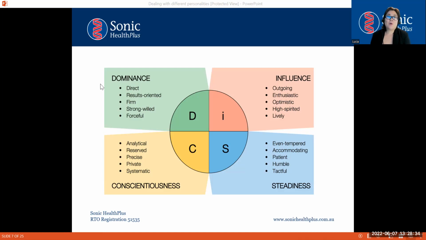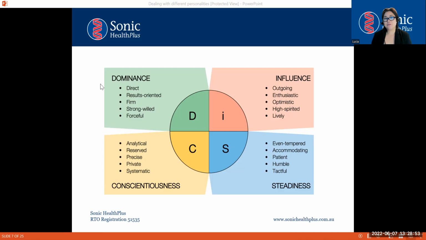Okay, so now we go on to the C and the S. The C and the S are a bit slower in terms of pacing in their communication. But there's a difference. Okay, the C may appear a little bit like the D because they're very task focused as well.